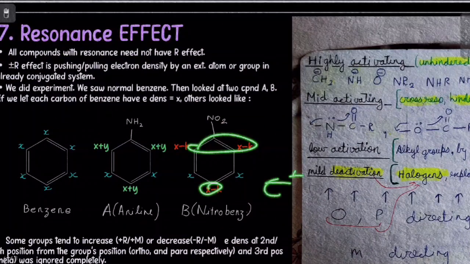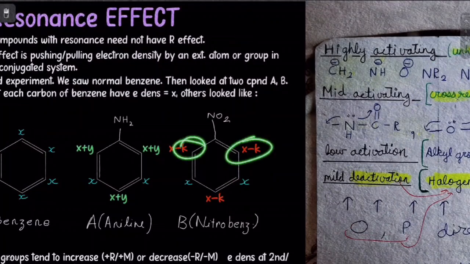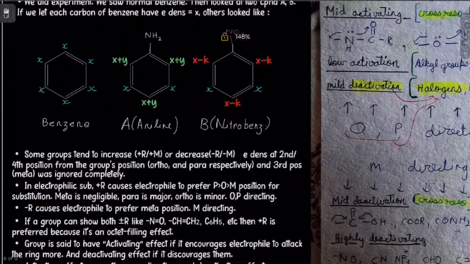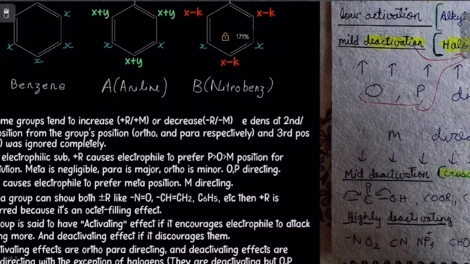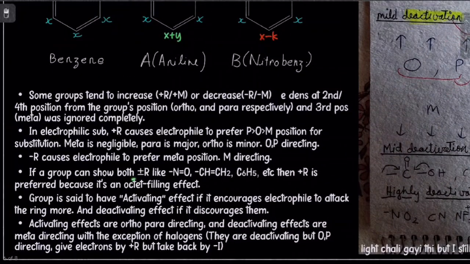So if an electrophile comes here, it wants to attack the one with the most electron density. Keep in mind, minus R does not increase electron density in the meta position. All it does is reduce the others. So to the electrophile, the meta position seems the most attractive. Okay. If there's a group which can show both plus R and minus R effects, then plus R is preferred because plus R is a stabilizing and octet filling effect.